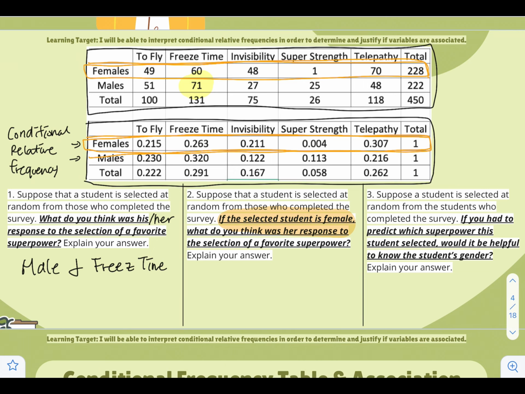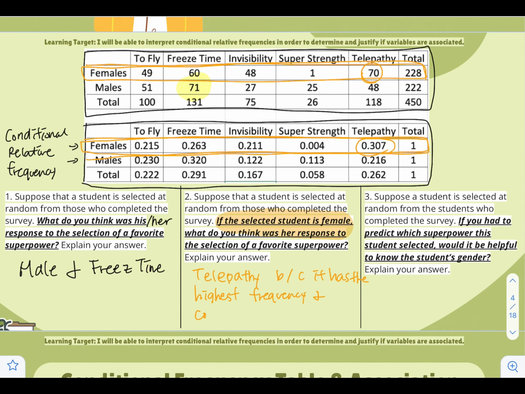All right, so if I know the student is female, which would be the best bet for me to tell, what this girl would pick as her favorite superpower? It should be the highest number that I want to look for. And among them, the highest number is telepathy. It also has the highest conditional relative frequency based on the gender. We can say telepathy, because it has the highest frequency and conditional relative frequency given gender.